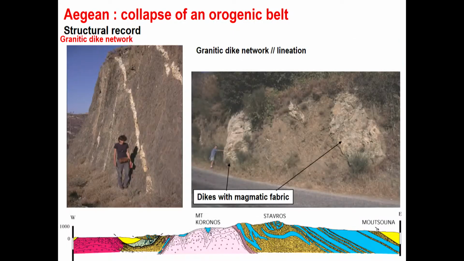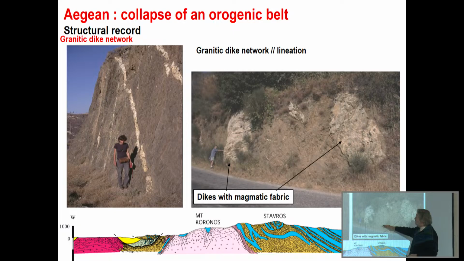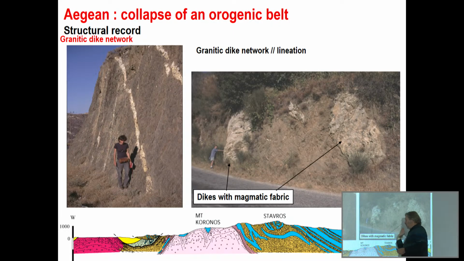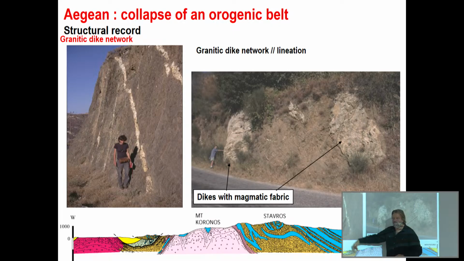So these are the dikes on this side. You see the foliation is like that, and the dikes are cross-cutting this way. And this one is almost not transposed and has a magmatic fabric. On this other side here, you have the foliation like that, and the dikes are like this. So what it means, or one way to interpret that, is that this foliation had been already tilted before dike intrusion. Tilted towards the east in the east, towards the west in the west.